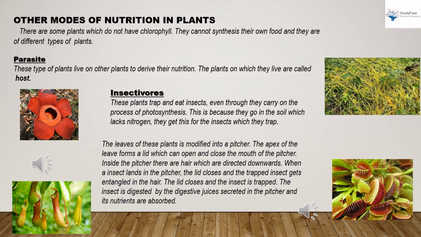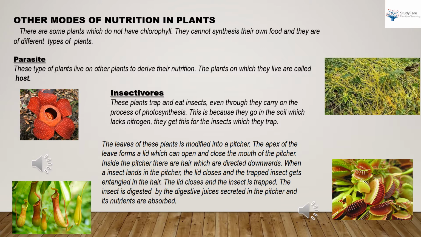Second one, insectivores. There are plants which eat insects and some tiny animals. They are known as insectivores. These plants trap and eat insects, even though they carry on the process of photosynthesis. They have chlorophyll, but they also eat insects to get nitrogen, because they grow in soil which lacks nitrogen and a few other elements. They get the nitrogen and other elements from the insects which they trap.